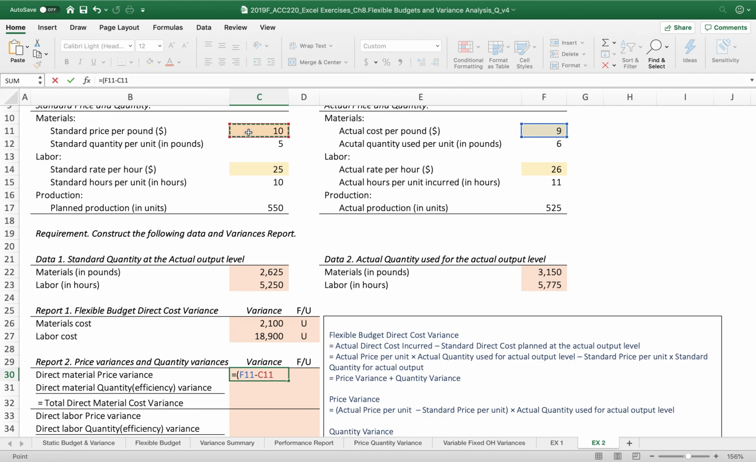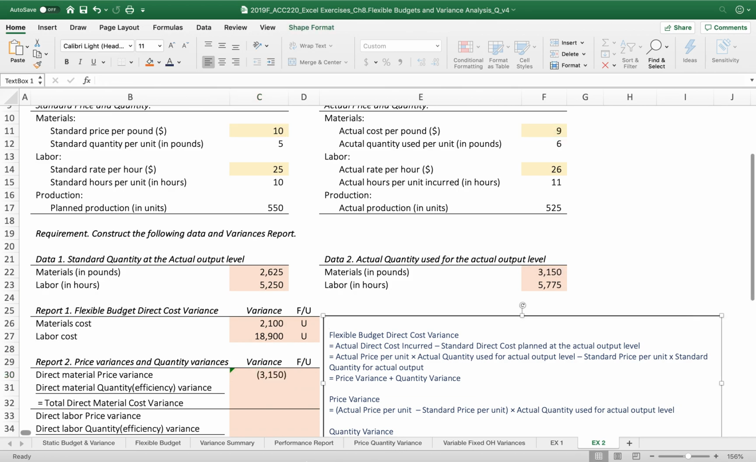Now some of you already noticed the actual cost per pound is less than the standard price per pound, $10. That means they spend less, which is already favorable, because we are going to use the same actual quantity. Here it goes, actual quantity used for actual output level. That doesn't vary anything. We share this amount into standard price and actual price per unit, both, right? So minus 3,150. Again, as we discussed in class, we do not use plus or negative signs in variance because it gets confusing.